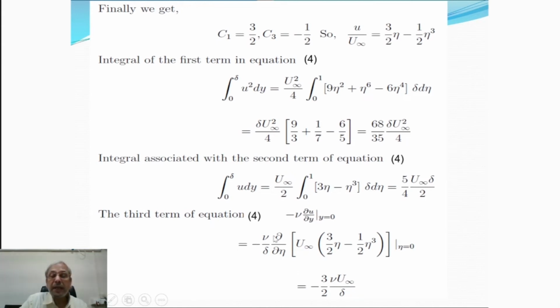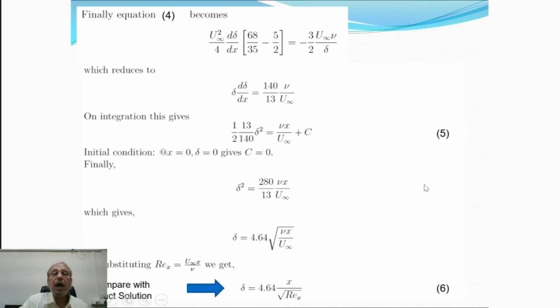So the right hand side is also evaluated. On the left hand side, we had these two integrals, and those have been evaluated. Now if we plug those in, we get u infinity square by 4 d/dx of delta within bracket 68 divided by 35 minus 5 by 2, equal to minus 3 by 2 u infinity nu by delta.